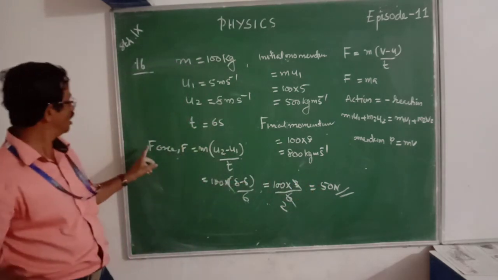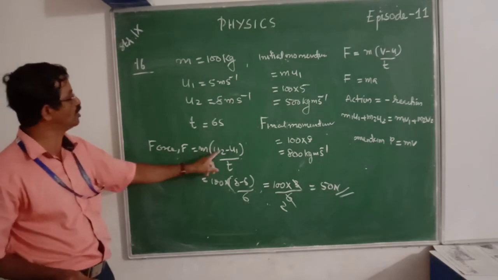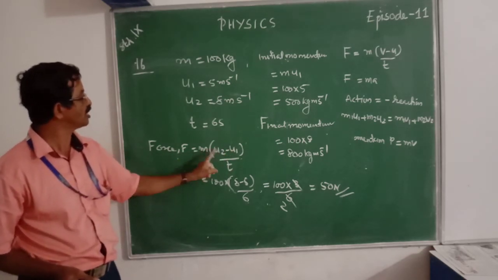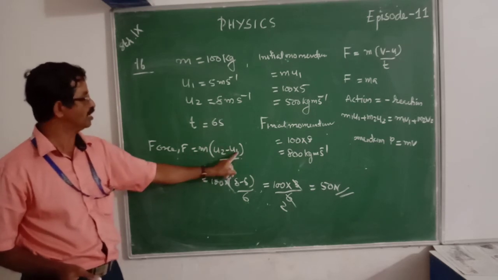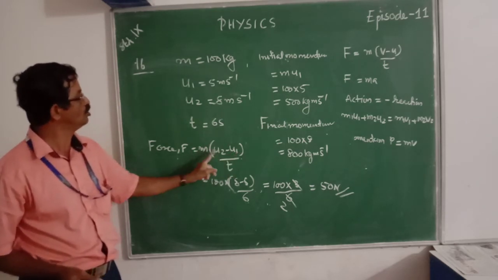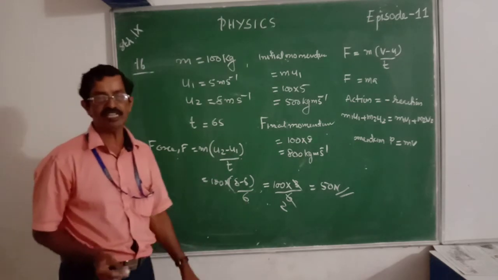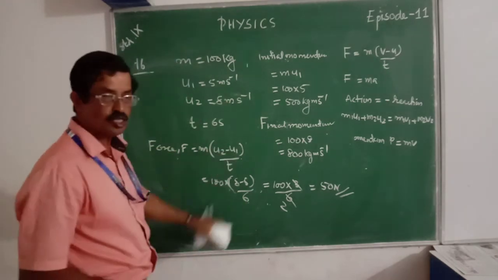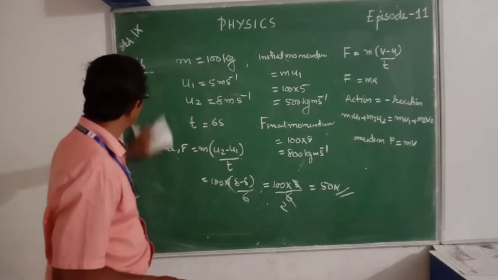Or force is equal to final momentum minus initial momentum, that is final momentum m into u2 minus initial momentum m into u1. M is common, so m into u2 minus u1. From this also we can find the force, or rate of change of momentum.